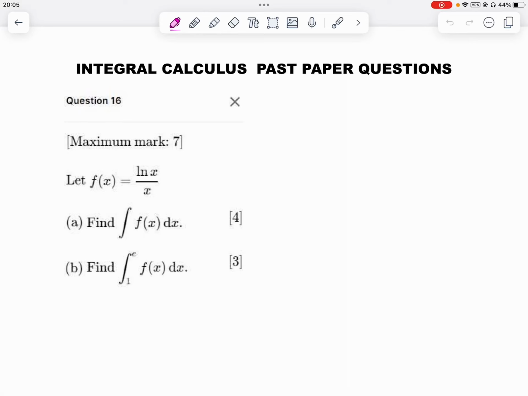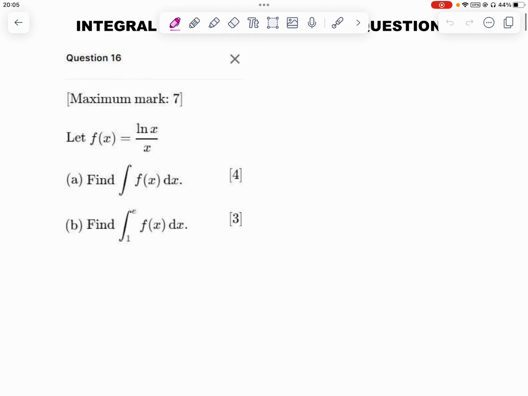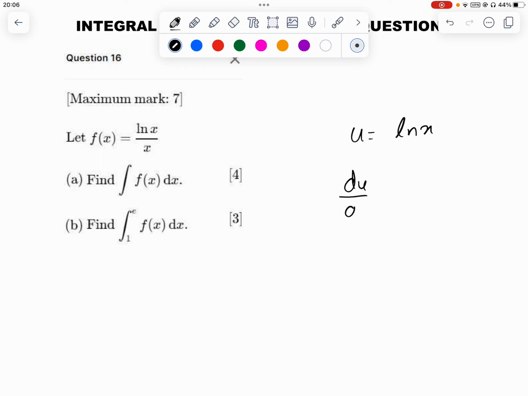So welcome. This is part 2 of the video based on integration, past paper questions, question number 16. f of x equals ln x upon x, find the integral of f of x. I'm going to do it by substitution. Let u equals ln x. So du upon dx equals the derivative of ln x, which is 1 upon x. So du equals 1 upon x dx.